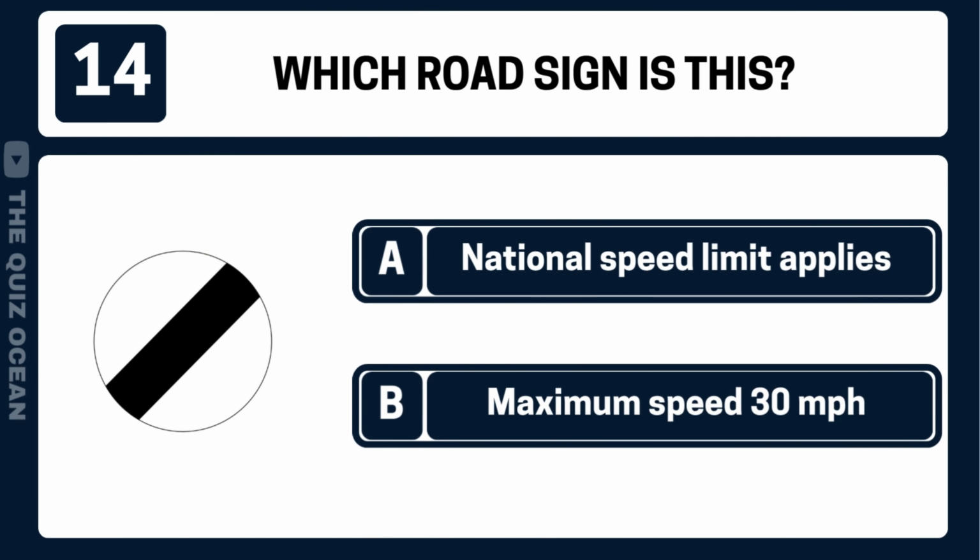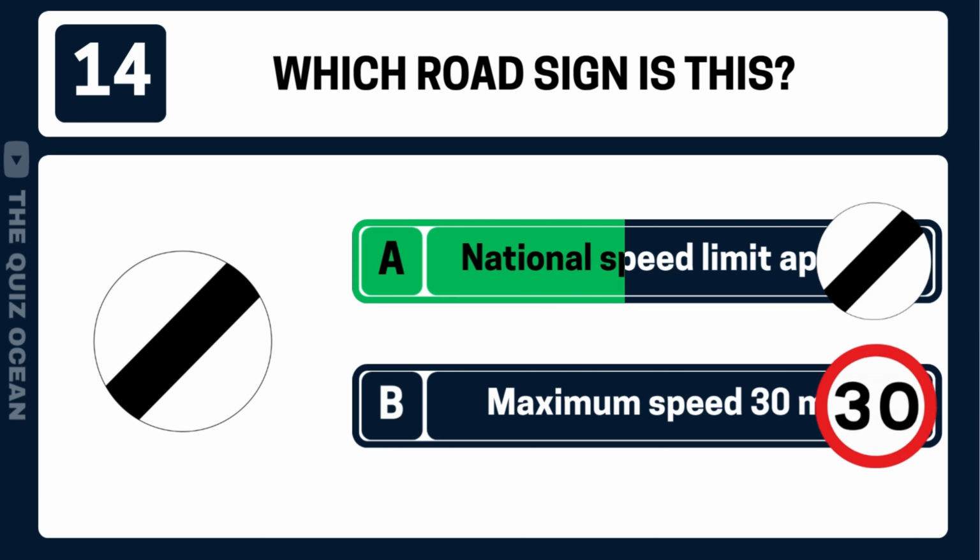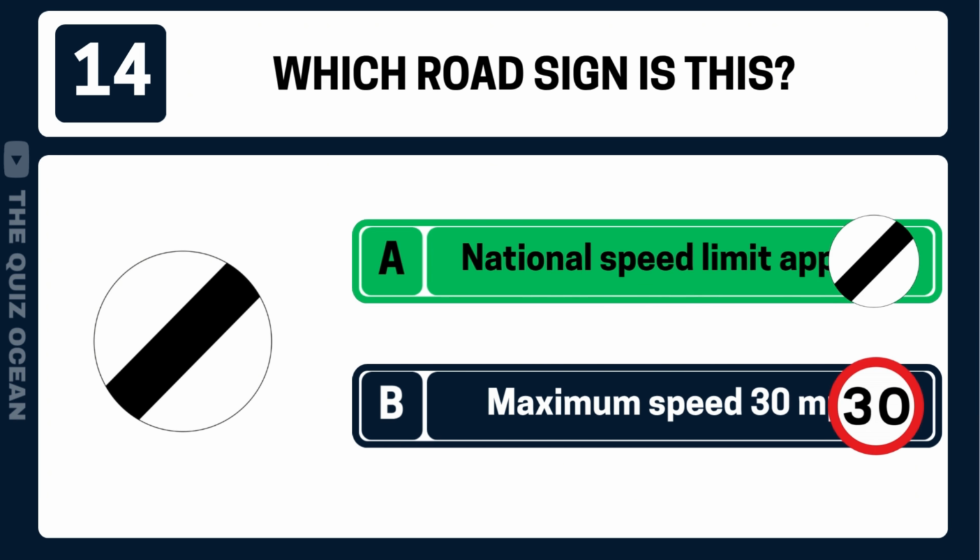Which road sign is this? A. National speed limit applies. B. Maximum speed 30 miles per hour. The answer is A. National speed limit applies.